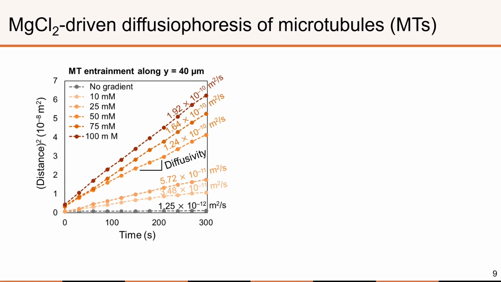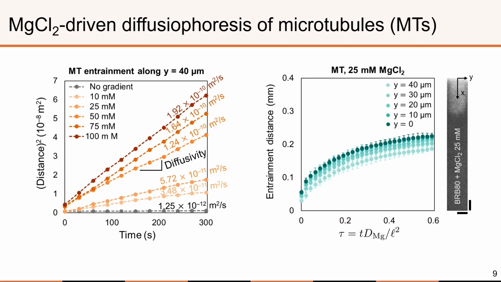We plotted the entrainment distances of microtubules measured along y equals 40 micrometers for 6 different magnesium chloride concentration gradients. As shown in the linear plots, the entrainment behavior of microtubules indicates diffusive nature of this transport process. For the magnesium chloride experiments, we analyzed 2-dimensional entrainment profiles by detecting the particle front at 5 different y positions. In all experiments, microtubules migrated fastest along the center line and slowest near the wall, making the front shape parabolic.